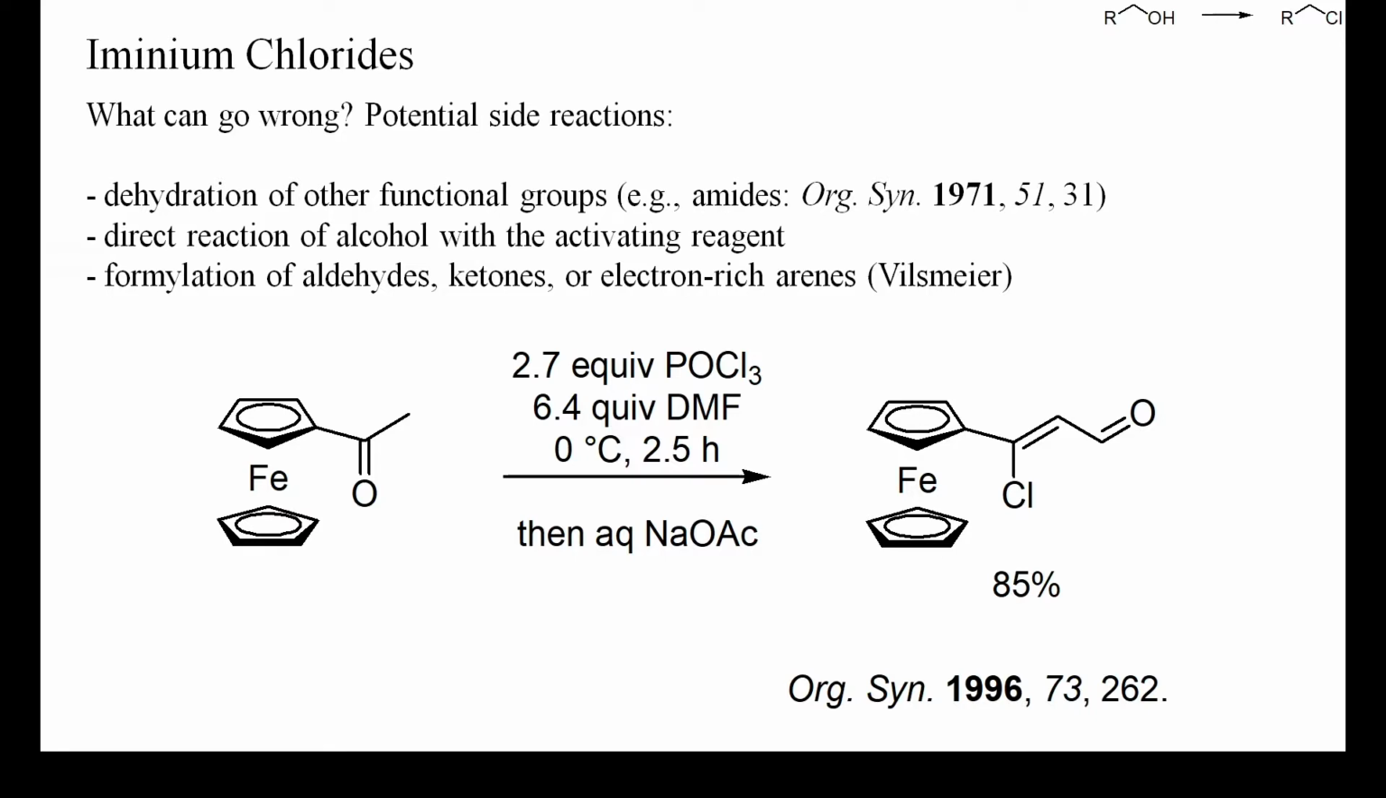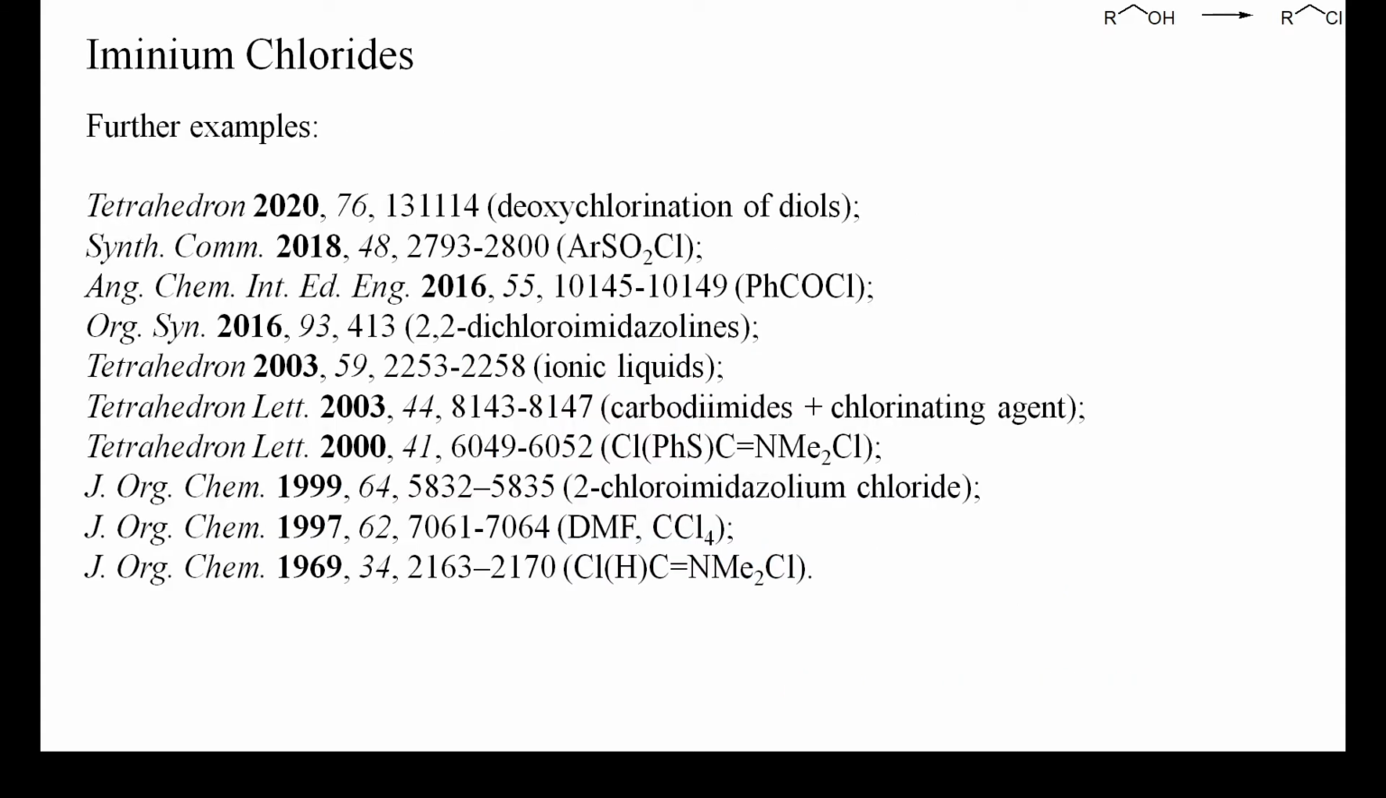Iminium salts are highly electrophilic and can react with a number of nucleophiles, for instance with enolized aldehydes or ketones, or with electron-rich arenes and heteroarenes, in the so-called Vilsmeier reaction. In this example, acetylferrocene was formylated and deoxychlorinated by the iminium salt formed from phosphorus oxychloride and DMF. Here are a few more examples, but many more have been reported.